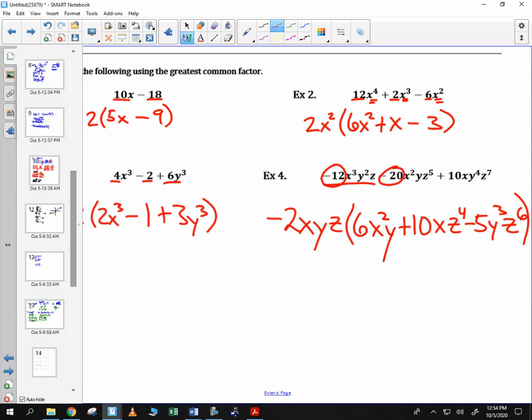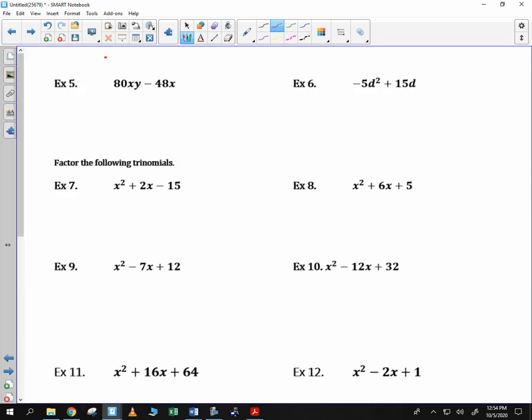Okay, let's try some other factoring options. 80 and 48, they are both divisible by 16. And they both have an x. So I take out a 16 and an x. I'm left with 5y because 16 times 5 is 80. And then I'm left with 3 because 16 times 3 is 48. Again, if you see a negative out front, take that negative out. You're left with d minus 3.